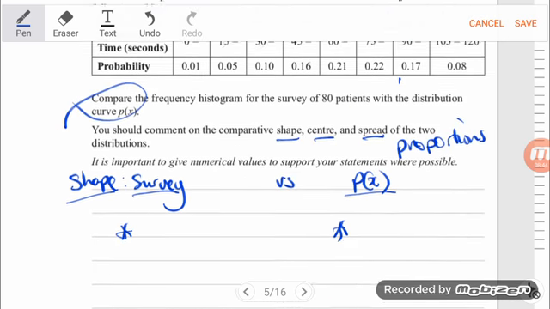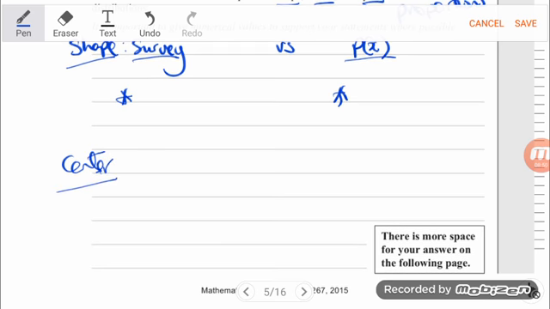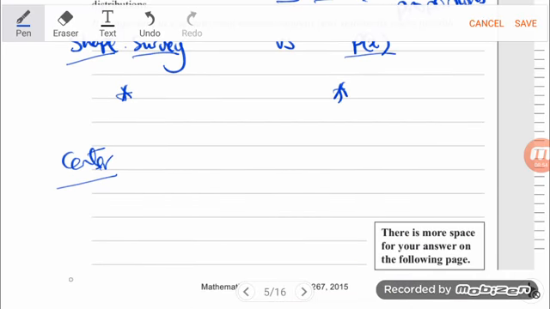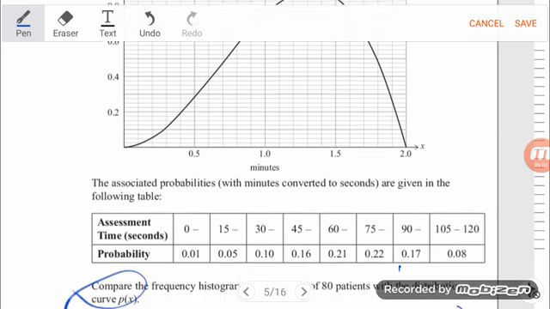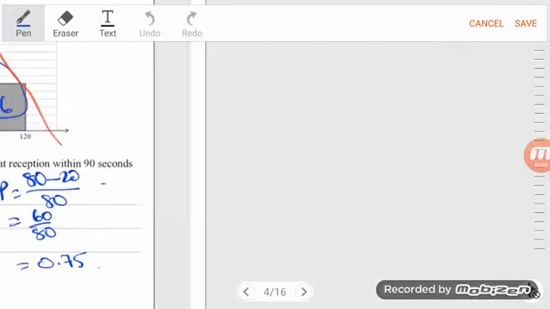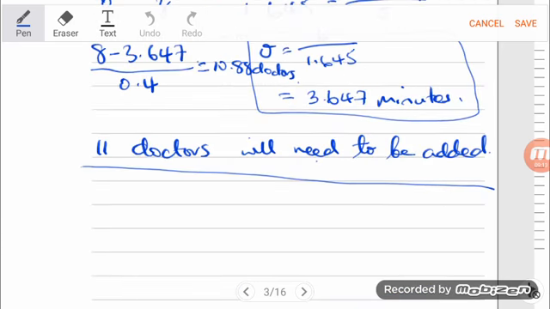Then you'd have center, sorry, bad writing on this, and spread. And continue on with your points. And remember, you're given space on the other page, so it's perfectly okay to use 2 pages. Okay, so let's talk about shape for now, shall we?